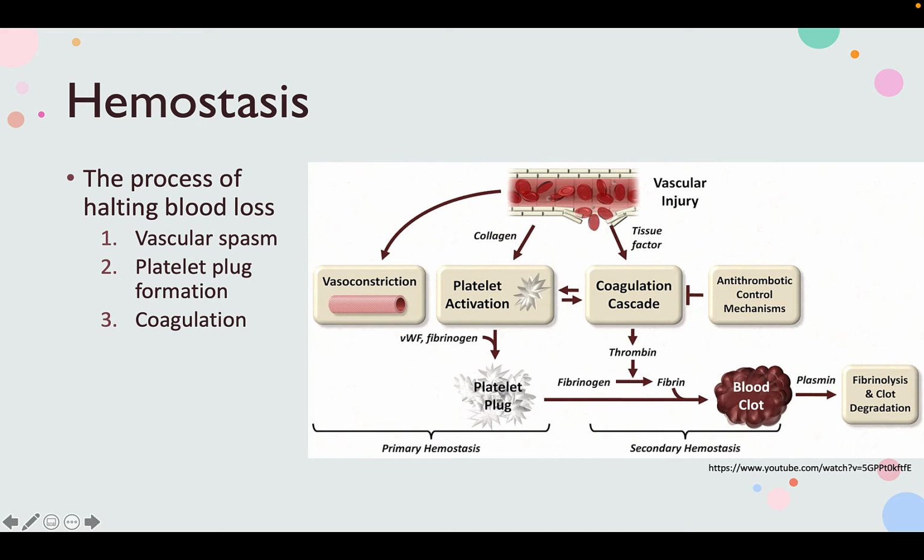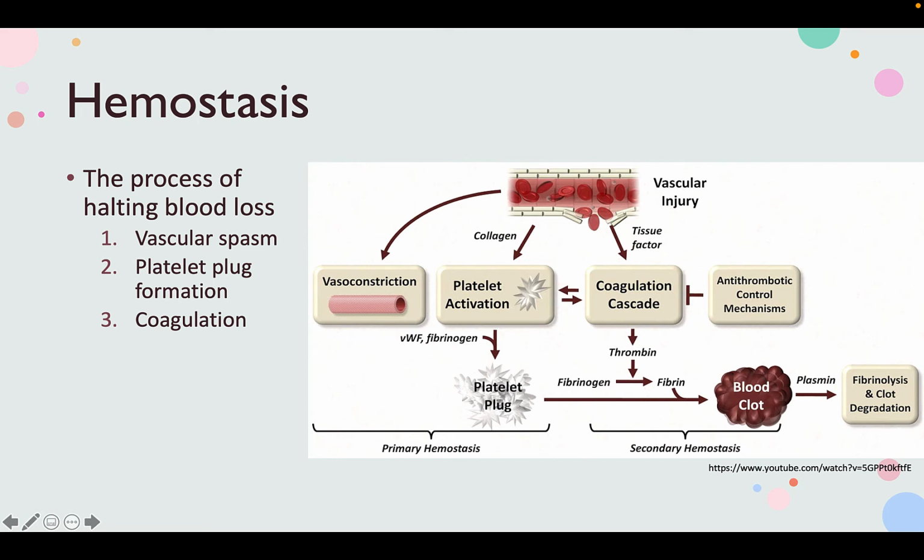So when you initially have a cut, you have a vascular spasm, and then that's followed by a platelet plug being formed, and then the blood coagulating. And those steps are all shown here. So you get a breakage, vasoconstriction, and then platelet activation makes your platelet plug. And this is what's known as primary hemostasis, the initial reaction to an injury. And then after that, secondary hemostasis happens, and that's basically coagulation.